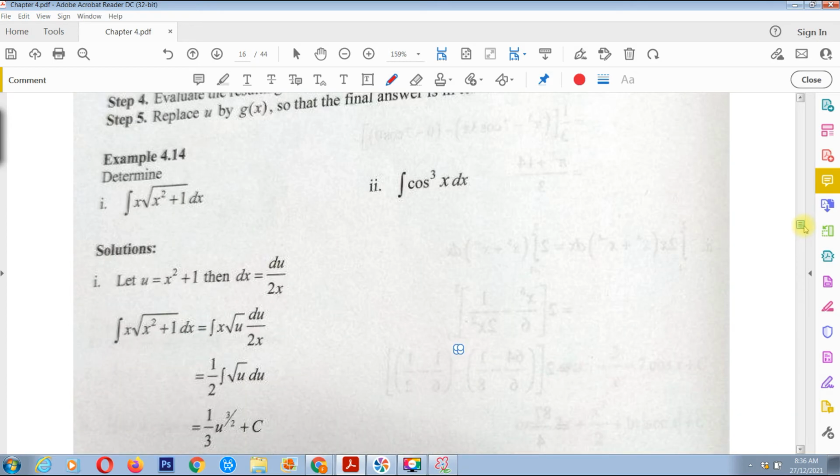Okay, so we go to substitution. Here we want to substitute cos x as u.